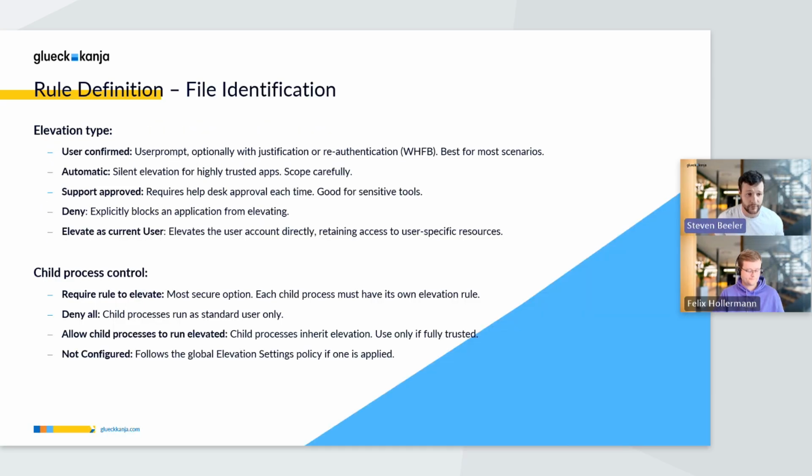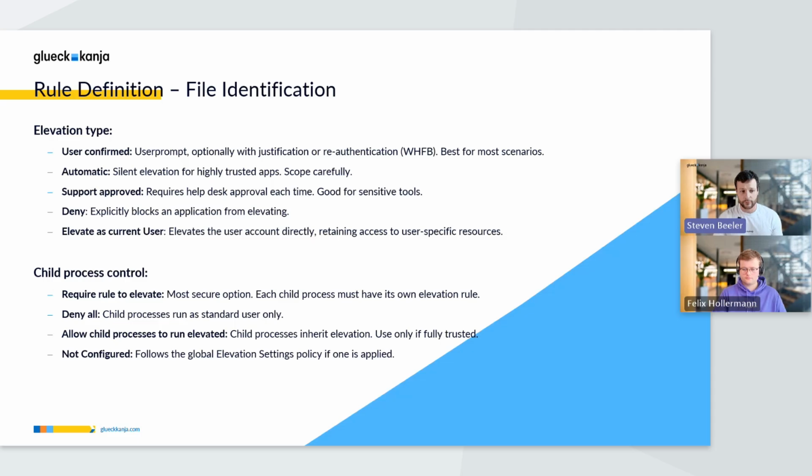So let's talk about the rule definitions. There are different elevation types. The elevation type basically defines how the context menu reacts when you try to elevate as a user. And let me just start from the top.